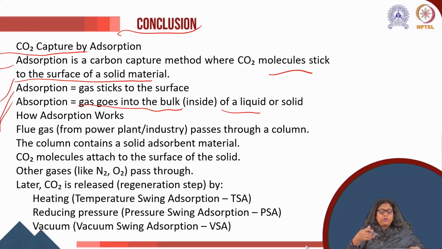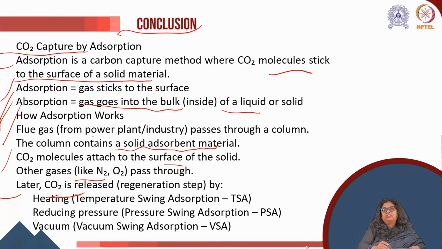So how does adsorption work? Flue gas from a power plant or industry passes through the column. The column contains solid adsorbent material, either fixed or fluidized. CO2 molecules attach to the surface of the solid. Other gases will pass through to the exhaust. So other gases, it may be N2, O2, will pass through to the exhaust. Later, CO2 is released in the regeneration step.